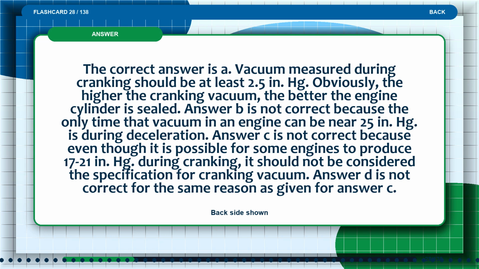The correct answer is A. Vacuum measured during cranking should be at least 2.5 inches Hg. Obviously, the higher the cranking vacuum, the better the engine cylinder is sealed. Answer B is not correct because the only time that vacuum in an engine can be near 25 inches Hg is during deceleration. Answer C is not correct because even though it is possible for some engines to produce 17 to 21 inches Hg during cranking, it should not be considered the specification for cranking vacuum. Answer D is not correct for the same reason as given for answer C.